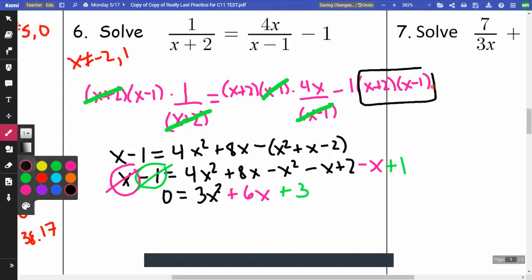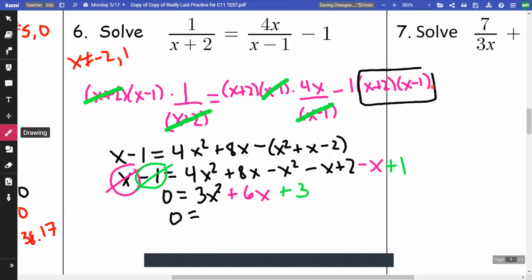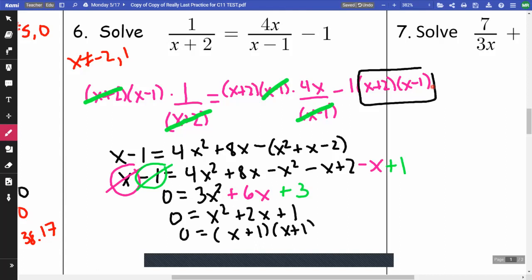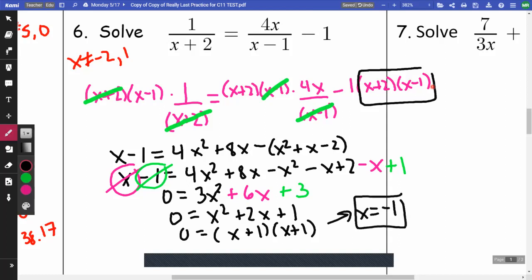Everything is divisible by 3. So I'm going to have x squared plus 2x plus 1. And when I factor that, that's going to be x plus 1 squared. And so my answer is going to be x equals negative 1. Now that's okay, because up here, a positive 1 was the restriction. So we're good. That's our answer.